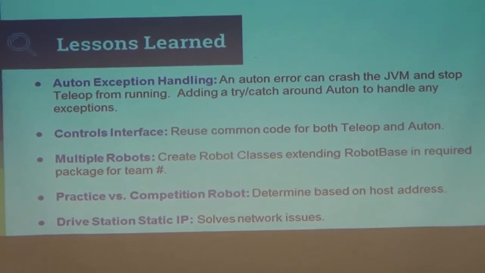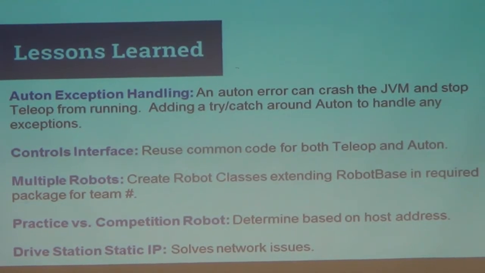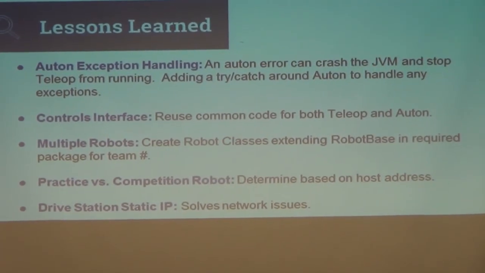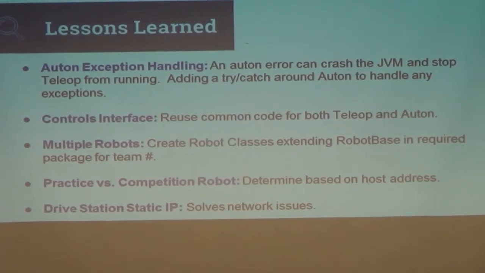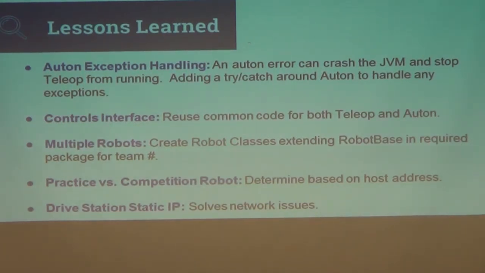Okay, so some lessons learned from last year. We made a couple mistakes with Auton. If you change Auton and it actually crashes, it tends to lock out your robot so it doesn't run teleop. So one easy way, at least the way it was programmed this way, is to wrap it with a try-catch block. So even if Auton fails, it's not going to crash teleop.